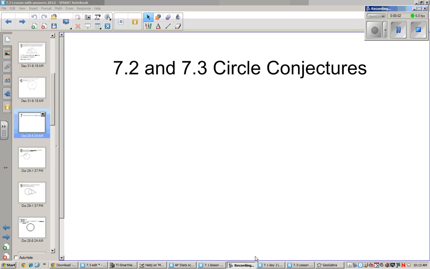All right, hello and welcome to lesson 7.3. It's a mix of 7.2, which was a GeoGebra lesson. We're going to go through some circle conjectures while we use GeoGebra. So we're going to start with GeoGebra on this.